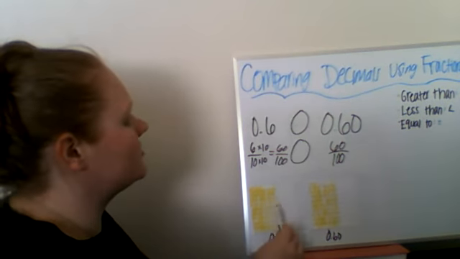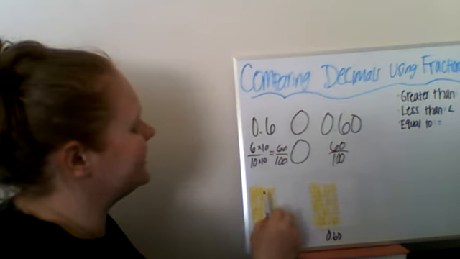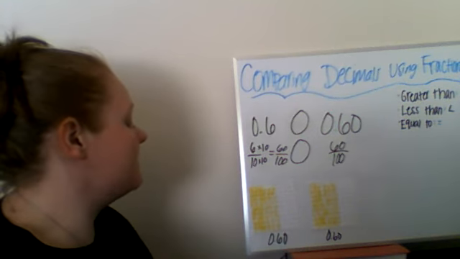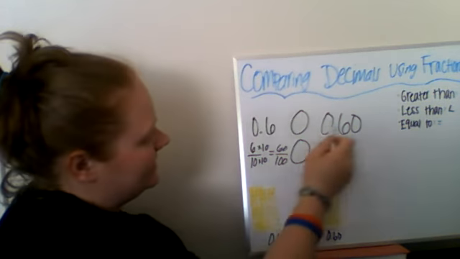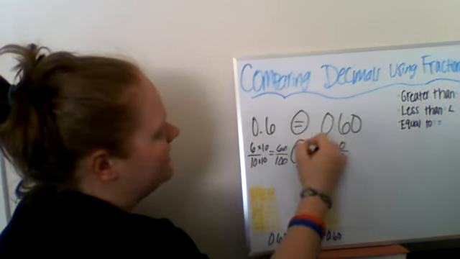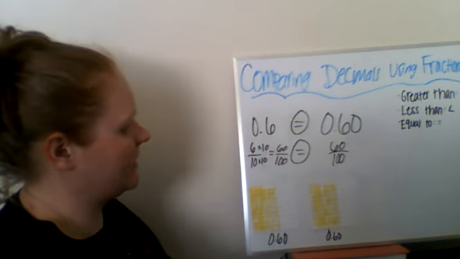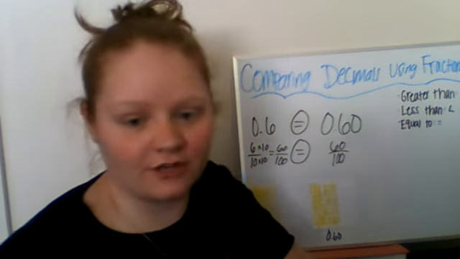I have 6 groups out of 10 shaded in, or 60 pieces. So that means 6/10 and 60 hundredths are equal. I tried to trick you on that problem.